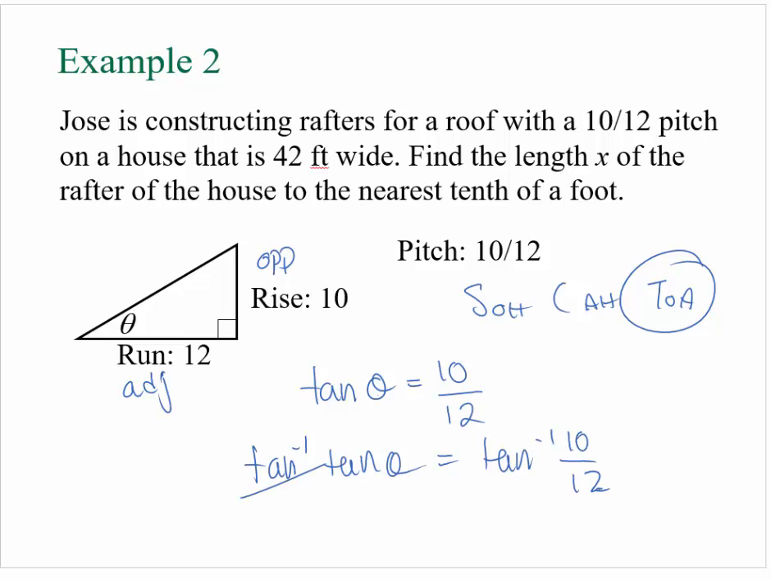On the left-hand side, these cancel because they're inverses of each other. And on the right-hand side, I'm going to go to my calculator and I'm going to hit second tan, and then I'm going to do 10 divided by 12, and that's going to give me the angle. So when I do that, I get 39.8 degrees approximately.